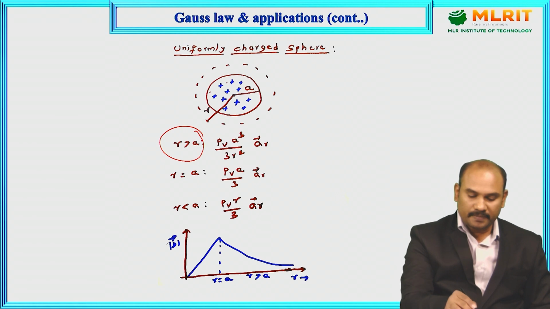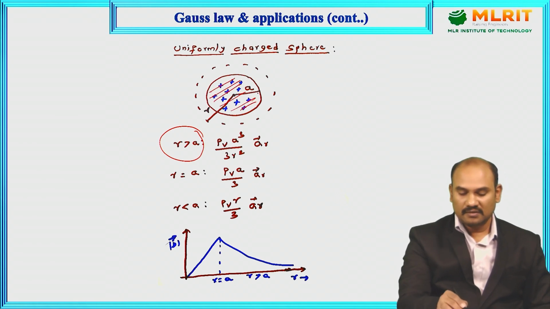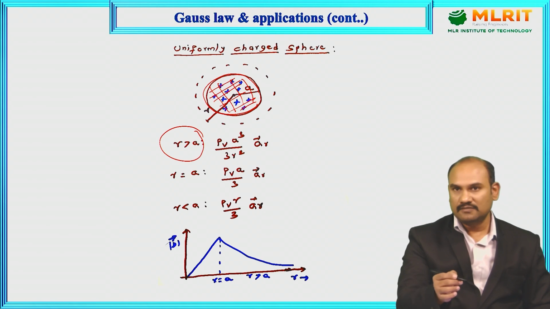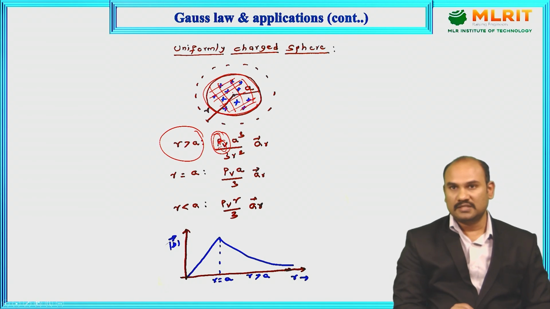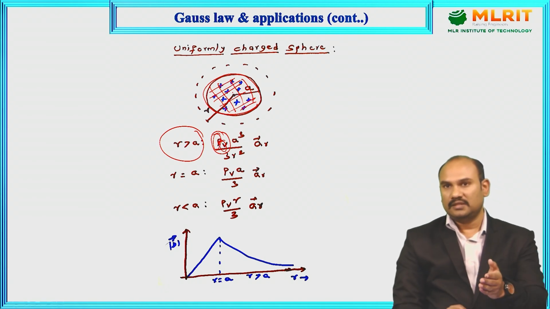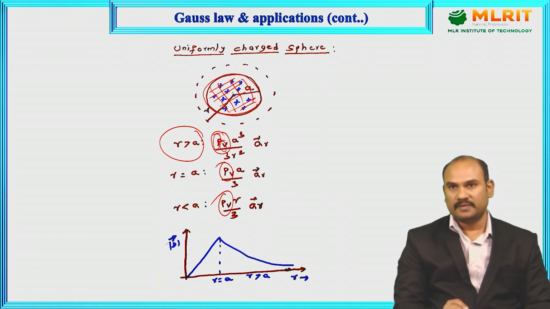Because charge is spread in the volume of the sphere. This is called the surface, and the region inside is geometrically called the volume. So charge is there in the volume of the sphere, so we take rho V. Rho means charge density, V means volume charge density, because the charge is there in the volume of the sphere. That's why we find rho V in all the expressions.